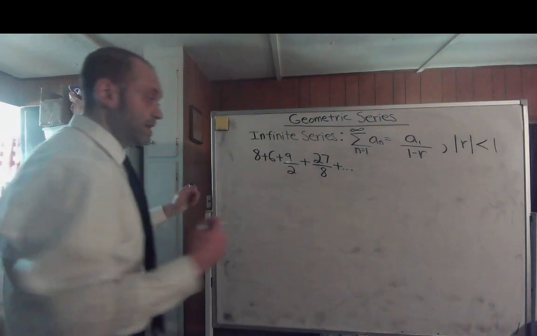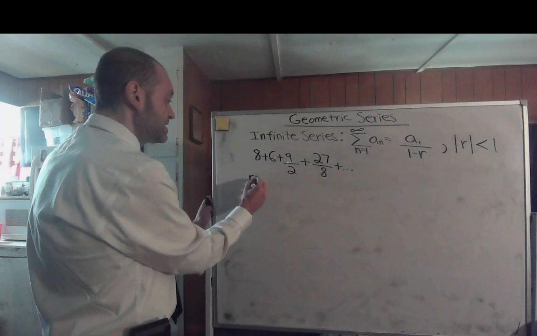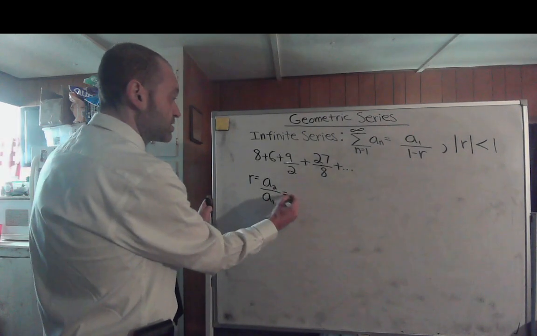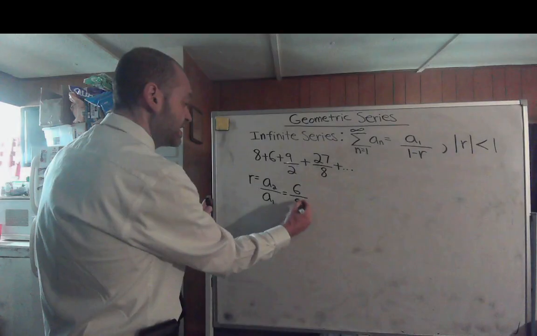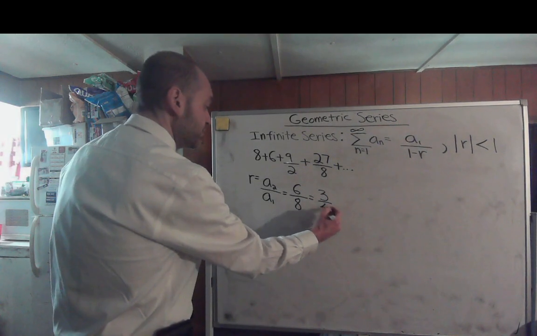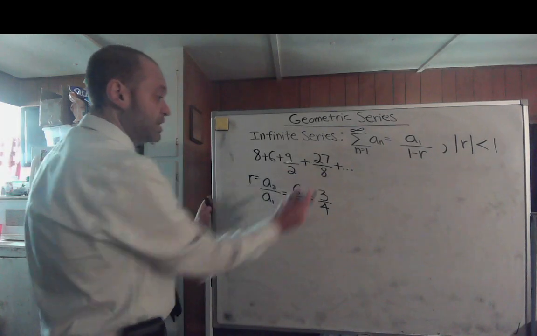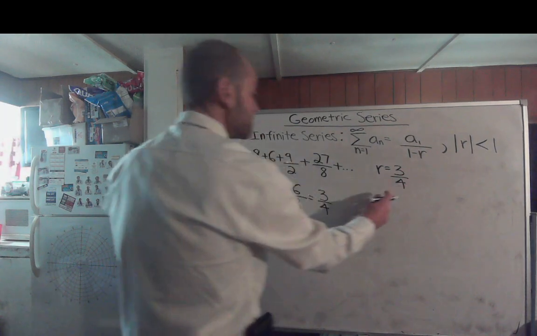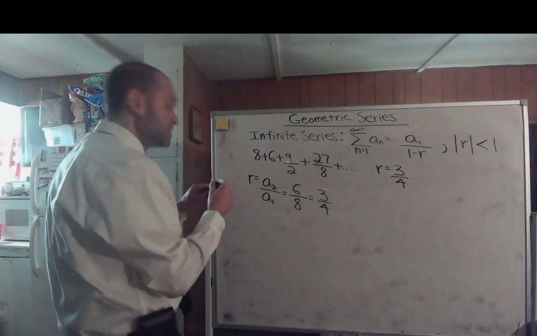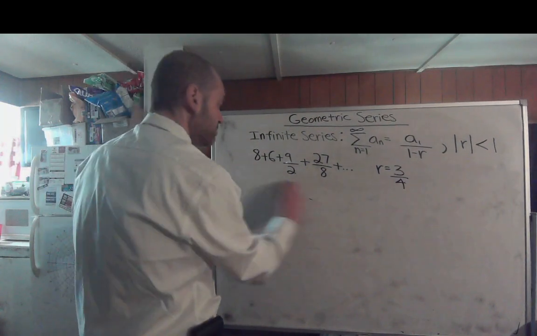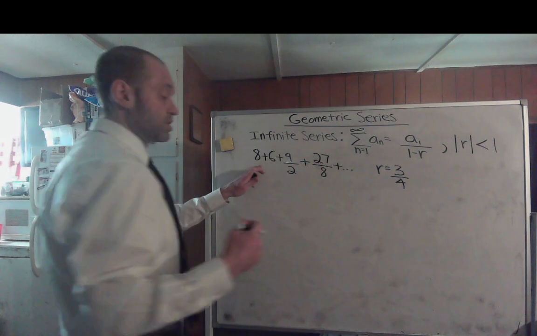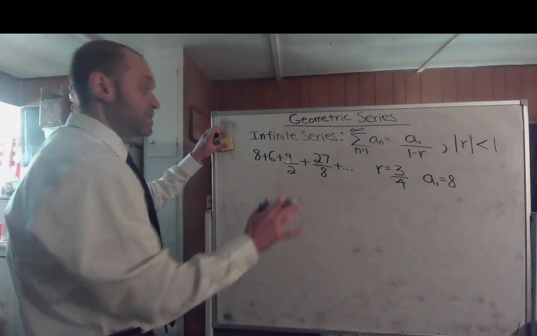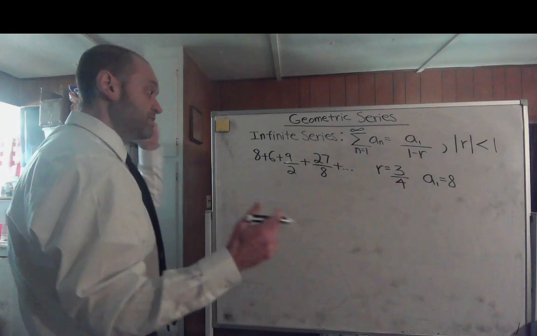Well, let's find the common ratio. We could take the second term, divide it by the first term. The second term is 6, the first term is 8, we get a common ratio of 3/4. And in fact, it's the same between all the terms. So we've determined the common ratio is 3/4. 3/4 is certainly less than 1, so yes, we are going to be able to get a sum. And our first term is 8. So we can definitely get a finite answer for this infinite series.